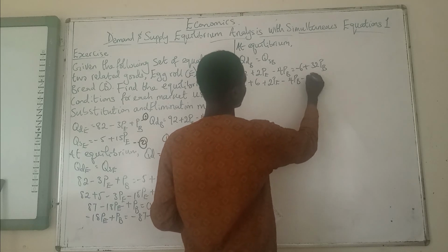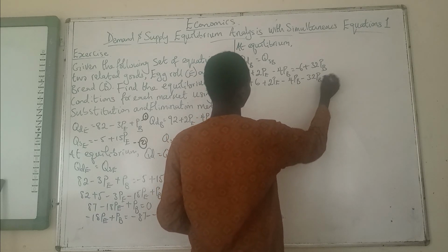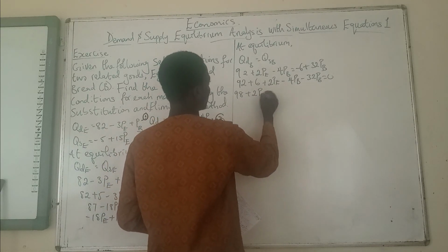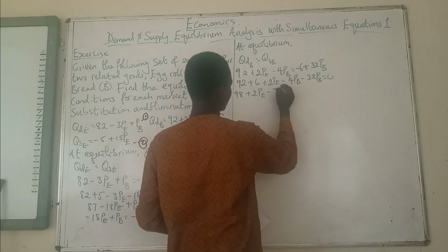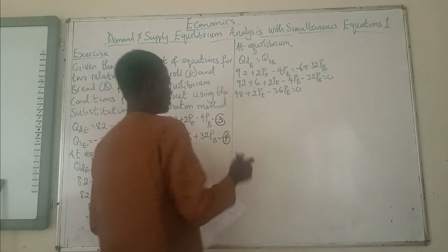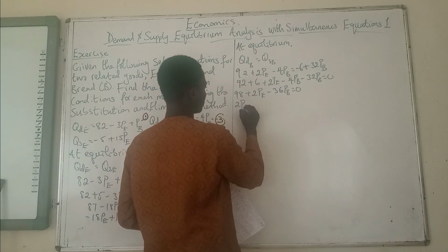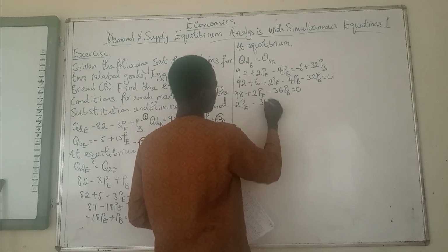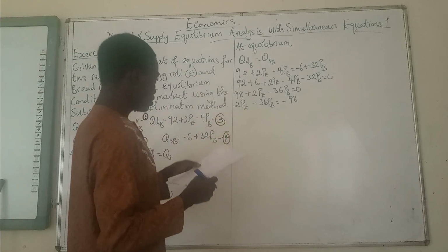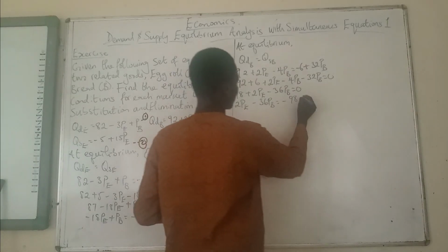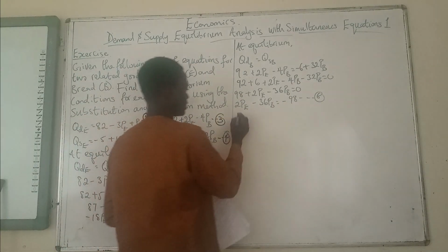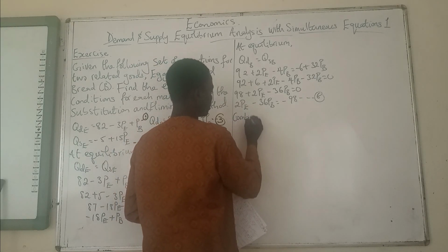Then minus 32 PB equals 0. So we simplify this to have 98 plus 2 PE minus 4 minus 32 gives us minus 36 PB equals 0. Now to simplify this further, we take the constant to the other side. So we have 2 PE minus 36 PB equals minus 98, and that is equation 6. So what we have to do is combine equations 5 and 6. We've not even attempted the question really.